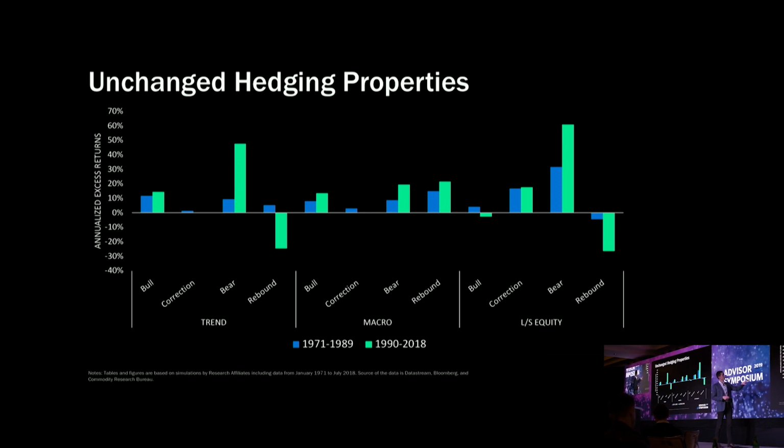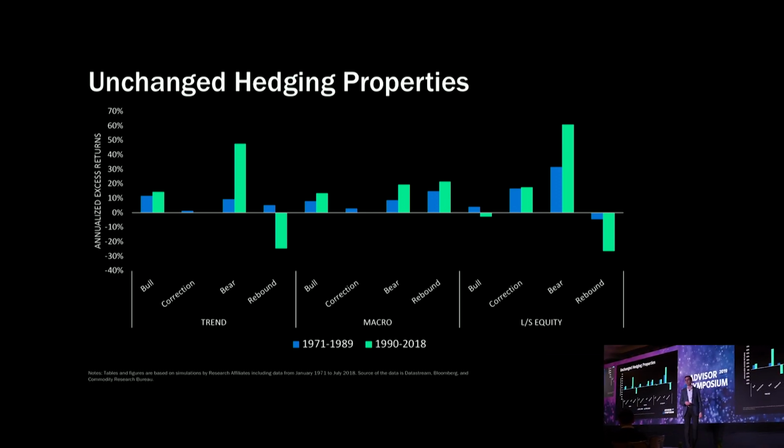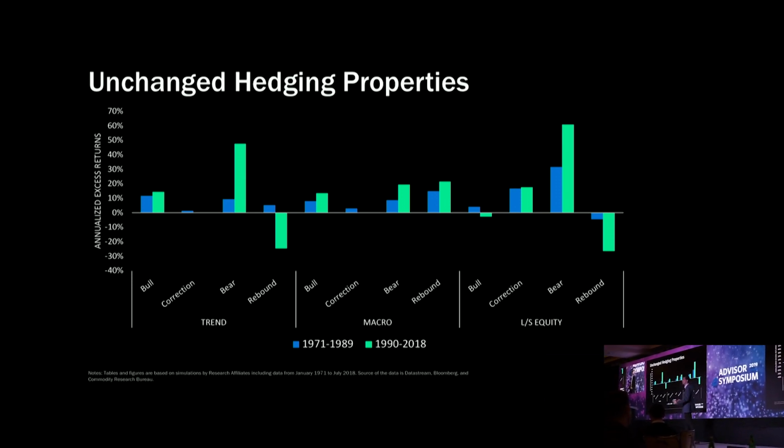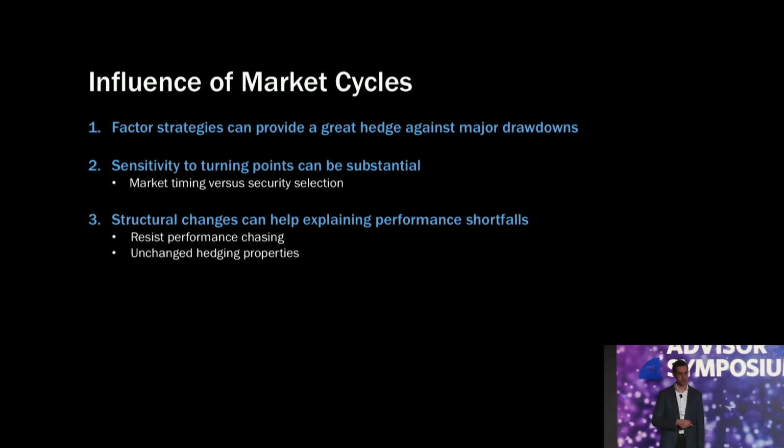Actually, the performance during bear markets has spiked, especially for trend and long-short equity, which in part can be related to the fact that these bear markets are becoming a little bit deeper than they used to be. But the bottom line is that your factor strategies are still great absolute return generators, and they're still offering you a great hedge. All right, let me offer a few concluding remarks.